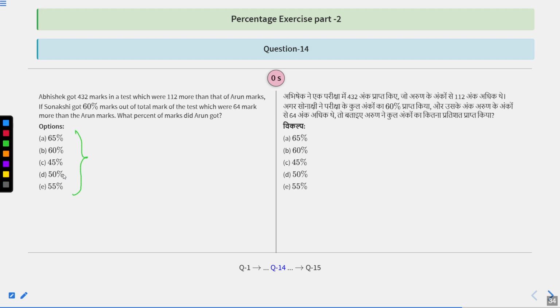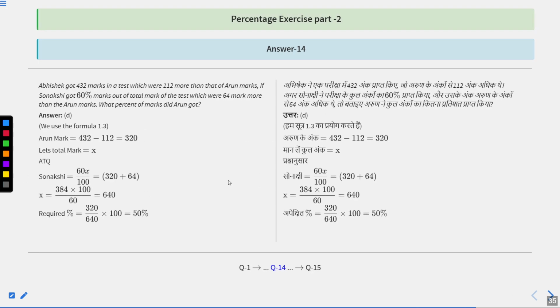Now time's up. Let's see the solution. Arun's marks are 432 minus 112, which is 320, according to the question, because the question says that Abhishek got 432 marks in a test which were 112 marks more than Arun's marks. Okay, so Arun's marks will be 320. Let the total marks be X.